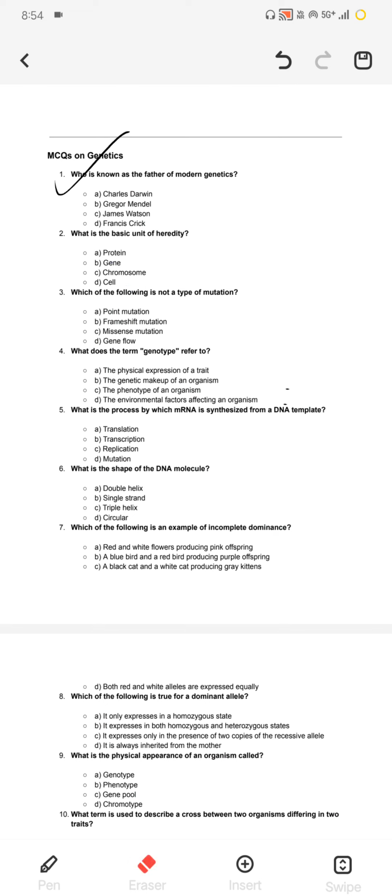Second question is, what is the basic unit of heredity? Your options are protein, gene, chromosome and cell. Here right option is option B, gene.